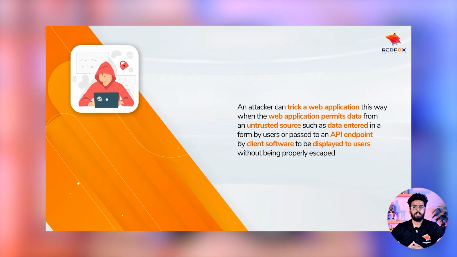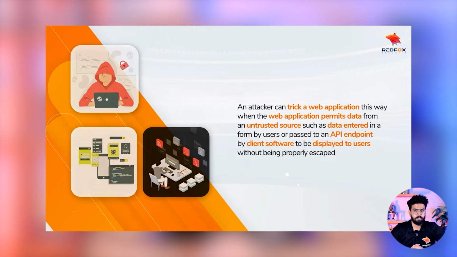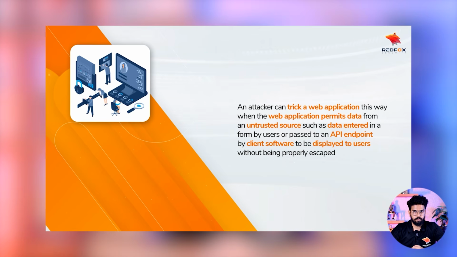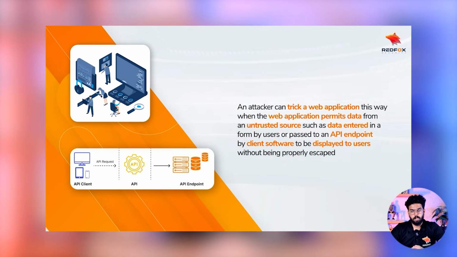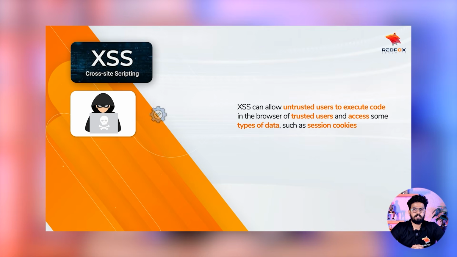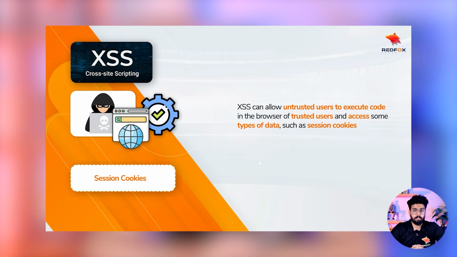An attacker can trick a web application this way when the application permits data from an untrusted source, such as data entered in a form by users or a password to an API endpoint by client software, to be displayed to users without being properly escaped. Now, XSS can allow untrusted users to execute code in the browser of trusted users and access some types of data such as session cookies.